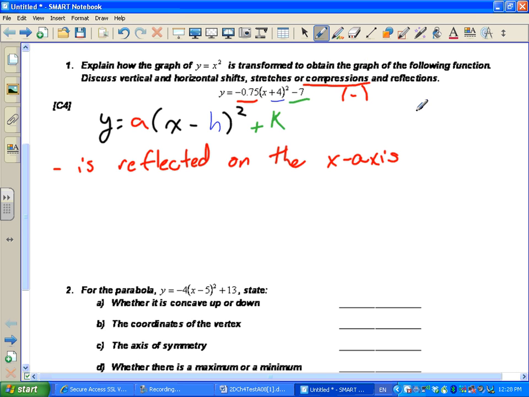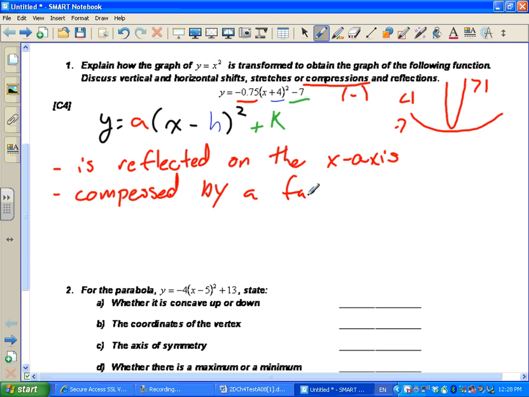Compressed. Compressed means it is wider than normal. Stretch means it is thinner than normal. Okay? If it is less than 1, it is wider. That's if it is less than 1, and this is if it's greater than 1. So this is compressed. And you could say by a factor of 3 over 4 or 0.75. Okay? So we're done with a.